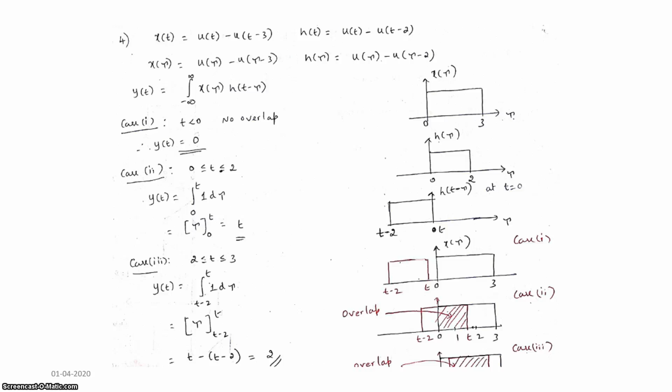Now I'll draw x of tau first, then h of tau. So x of tau is just replacing the variable t by tau: u of tau minus u of tau minus 3. Similarly, h of tau is u of tau minus u of tau minus 2. So y of t is given by the integral from minus infinity to plus infinity of x of tau into h of t minus tau. So I'll draw x of tau.